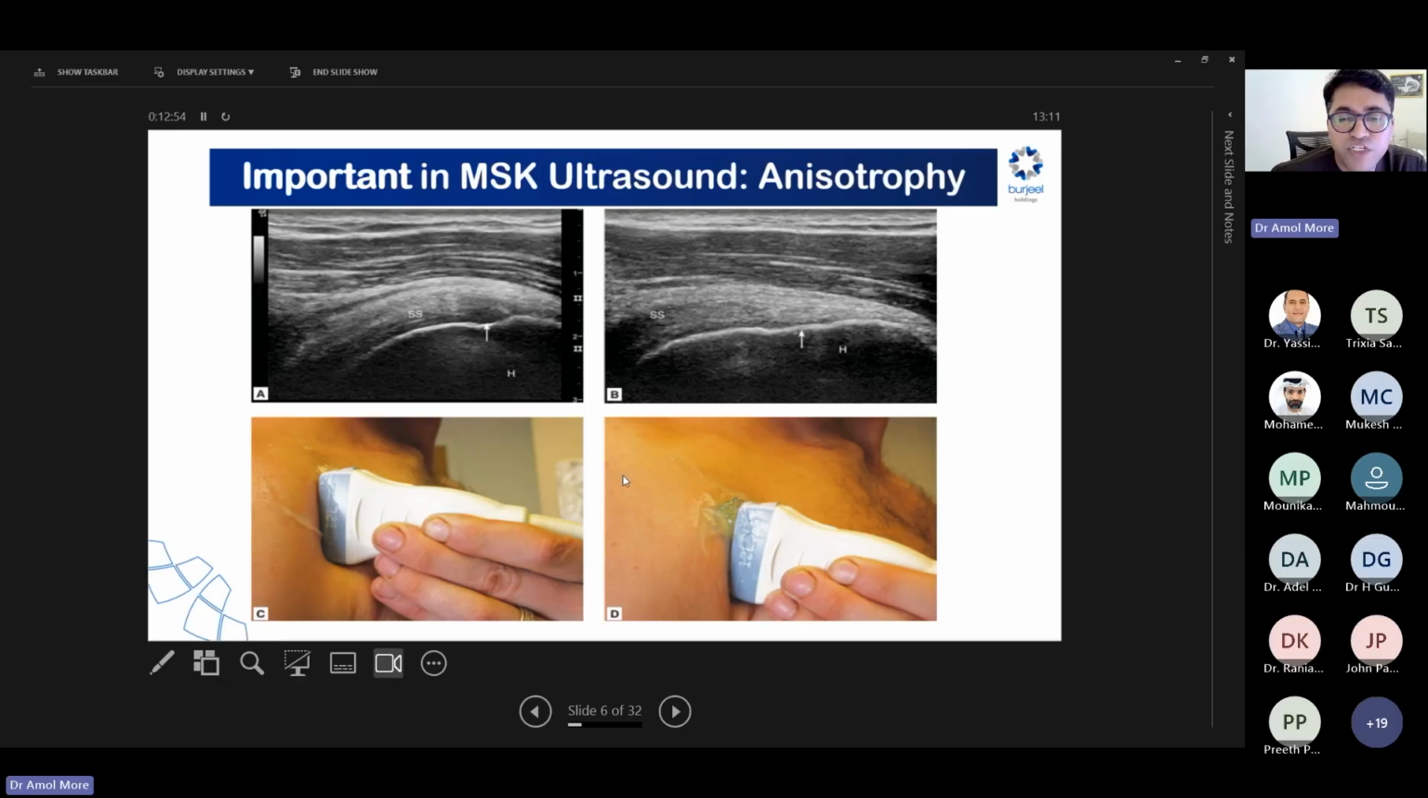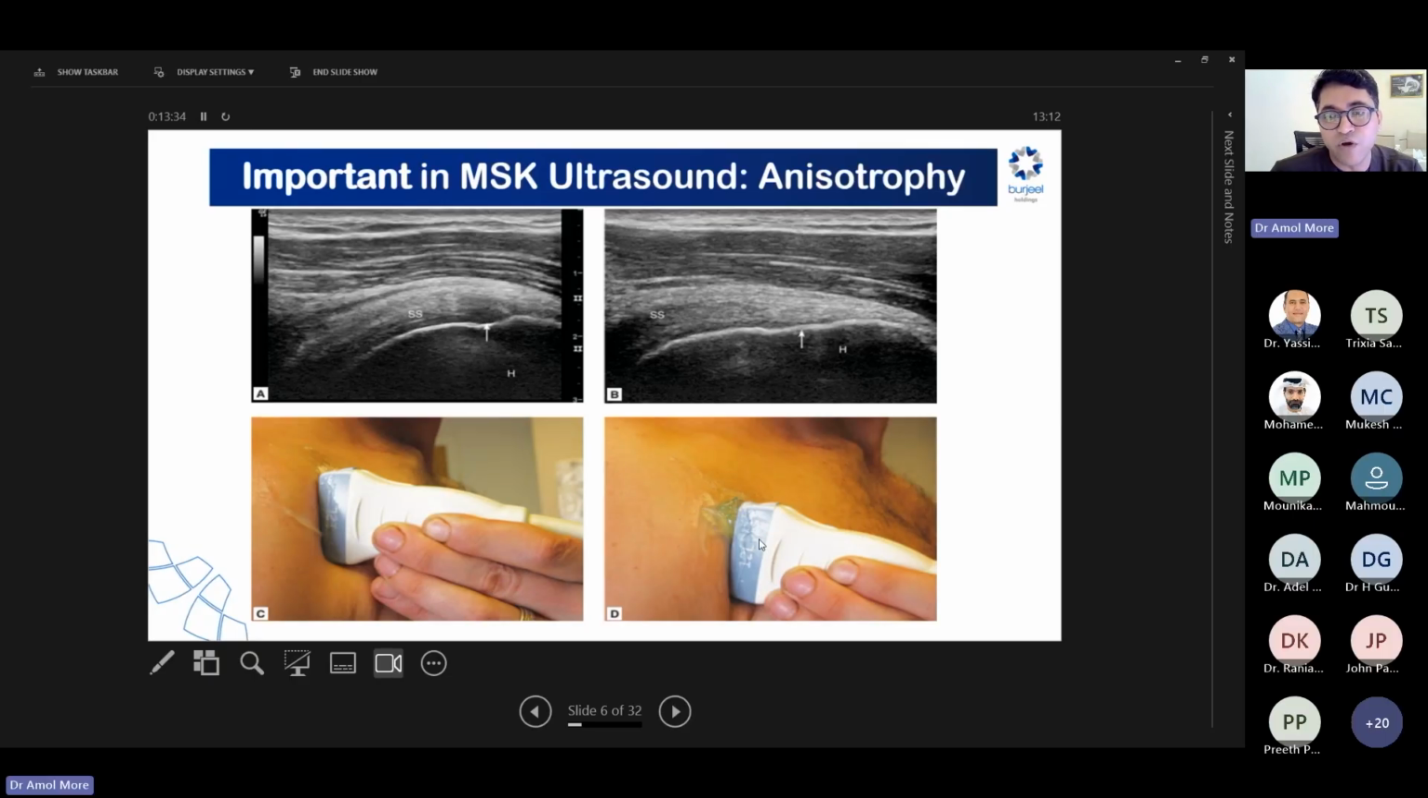Another important part which we all should know in musculoskeletal ultrasound is the concept of anisotropy. This is particularly related to the tendons, nerves, and ligaments, which are sometimes obliquely oriented in our body. When ultrasound waves go at some angulation to these structures, they give anisotropy. Here we can see, with the angulated probe, the supraspinatus tendon has an ill-defined hypoechoic area at the level of insertion.